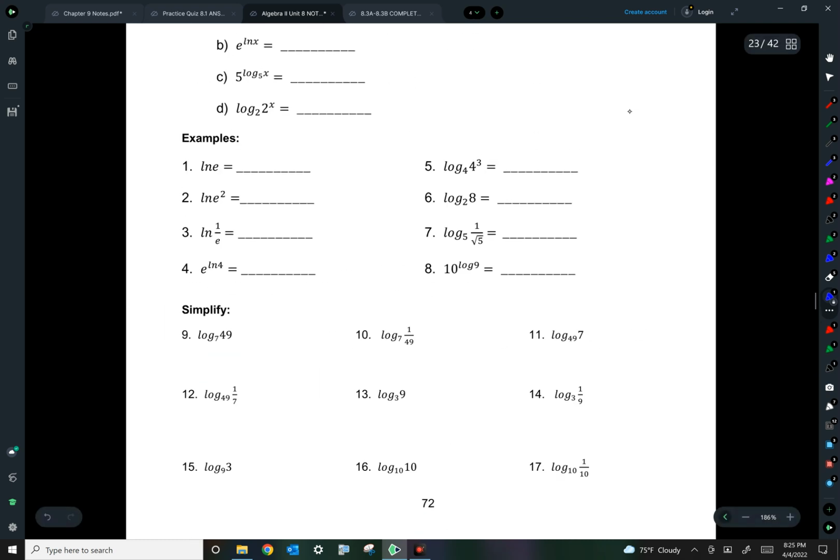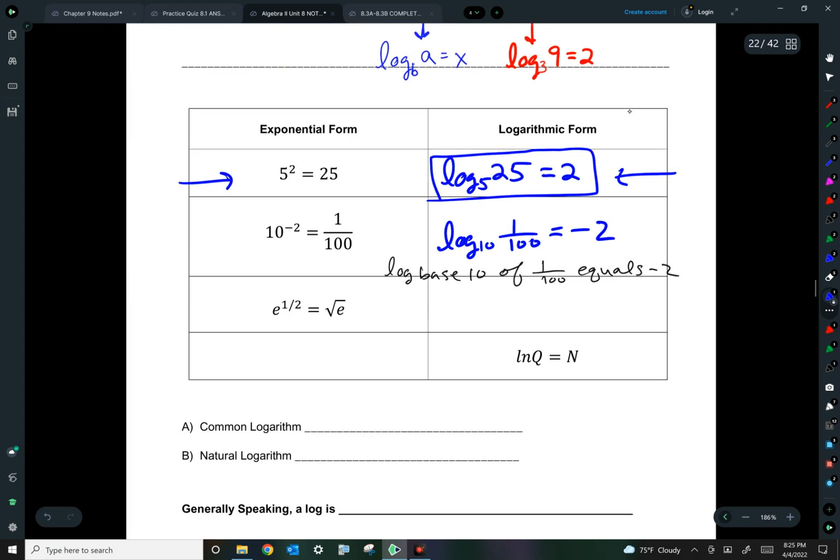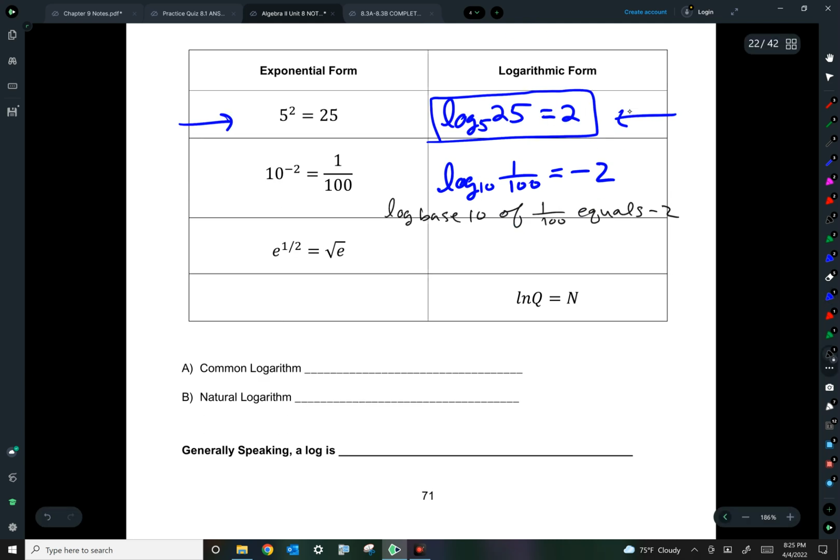All right, so now I'm going to go back to the table that I was on. I'm going to skip that third line. I want to go to the fourth line. I want to add a line. What if I have a logarithm over here, and let's say it is log base 5 of m equals n.